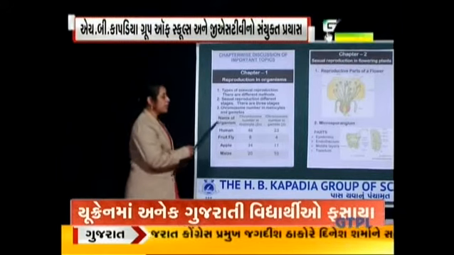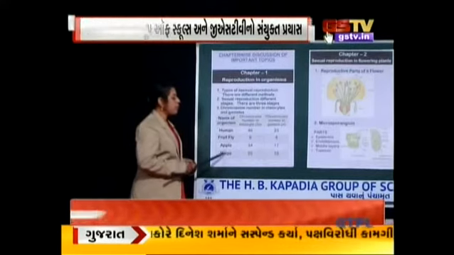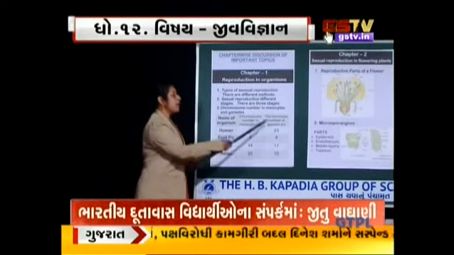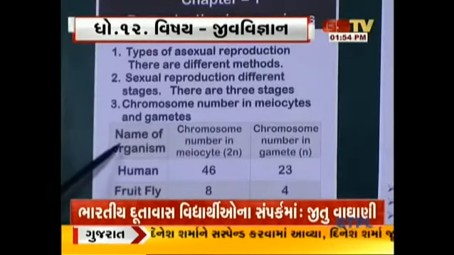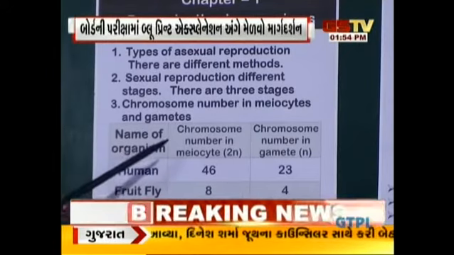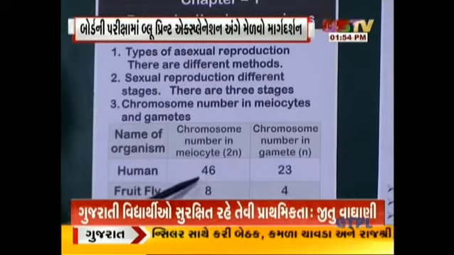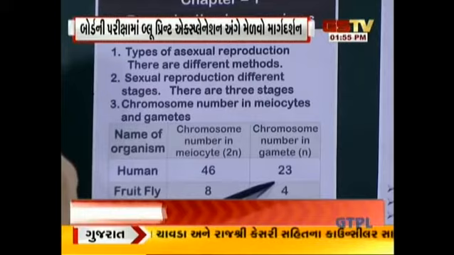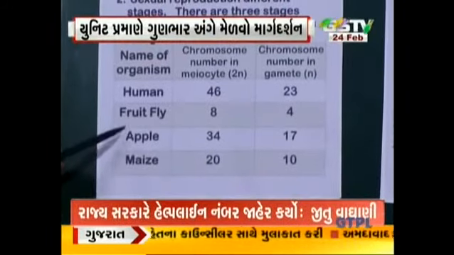So this is the table. The table shows the chromosome numbers of different organisms, in meiocytes and also in gametes. First is the name of the organism. First one, human being. The chromosome number in the meiocyte of a human being is 46 and the gamete chromosome number is 23. Now, the second organism is the fruit fly.